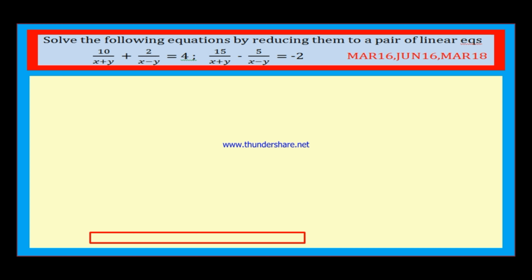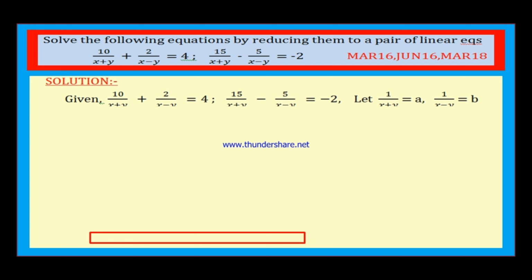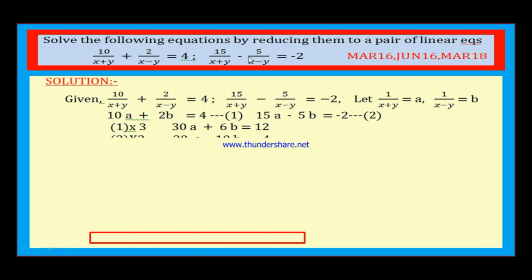This question appeared in March 2016, June 2016 and March 2018. Here is the solution. Let us write down the given equations first. That is 10 by x plus y plus 2 by x minus y is equal to 4, and 15 by x plus y minus 5 by x minus y is equal to minus 2.